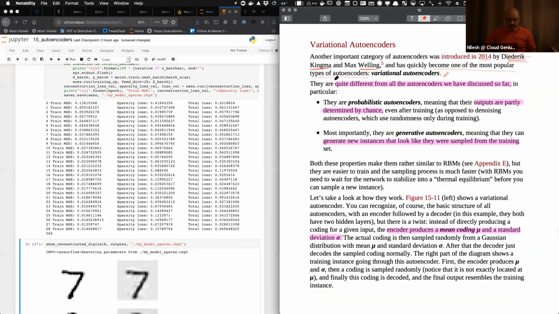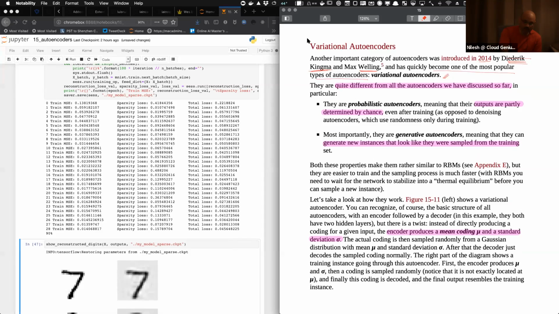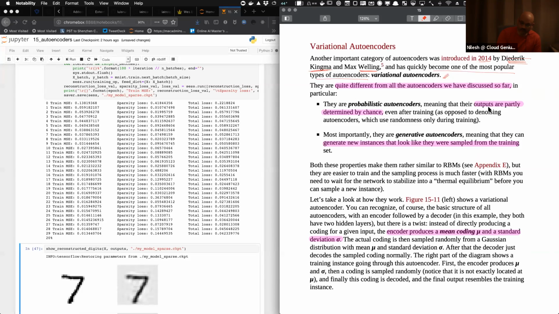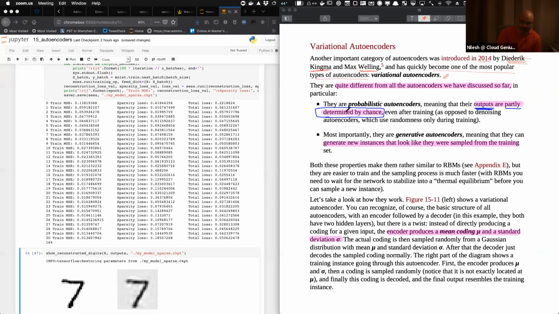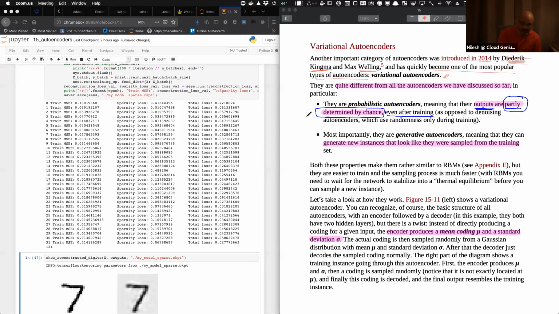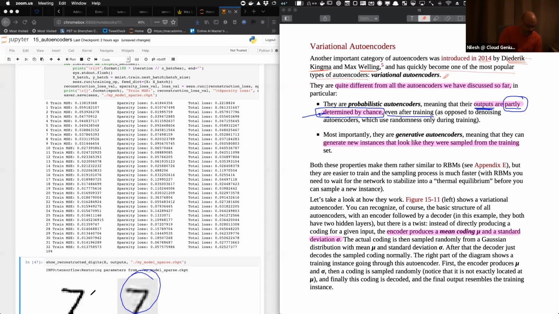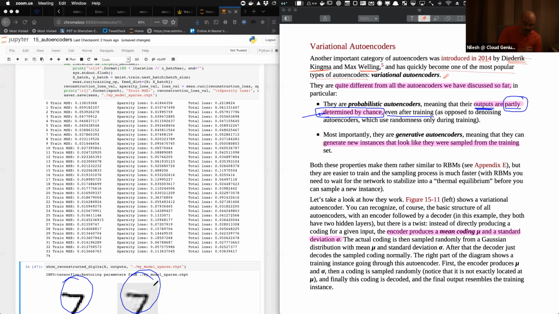The variation is that it is going to produce output that is determined by chance, even after training. It is partly determined by chance, not completely determined by chance, partly. What does that mean? It means that in any of these runs you will see some output like this based on input like that. I put a 7, I get some 7. That's a visual output for a visual input.